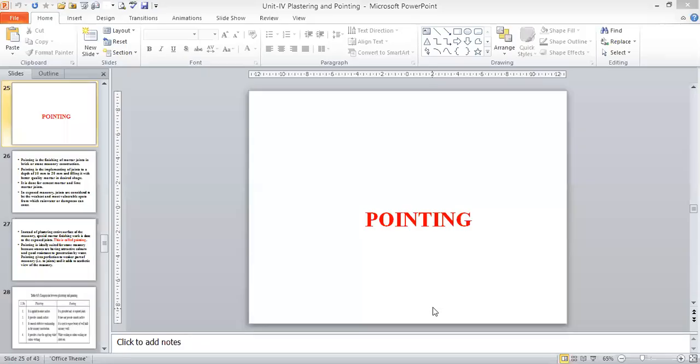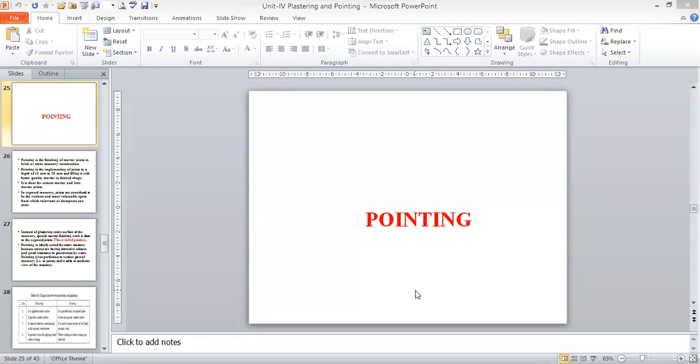Good morning. In today's class we are going to start with pointing: what the different types of pointing are, what materials we are going to be using for pointing, and what the objectives of pointing are. So before pointing, just at a glance we will go through plastering.